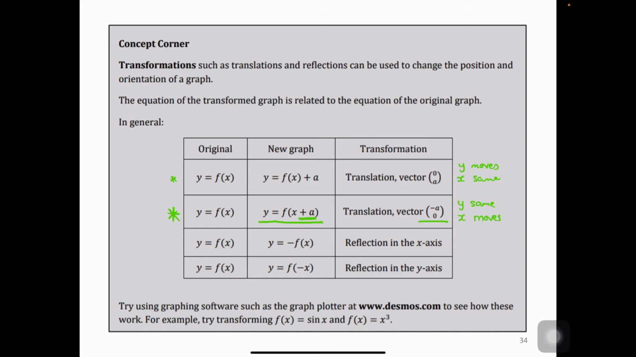If you look at any function, if you add a to it, it will affect the y value. It doesn't actually affect the x value, because look, the x is the same. And again, just by doing practice, this will become second nature to you. As you can see here, we have two reflections, which we will talk about over the coming slides.